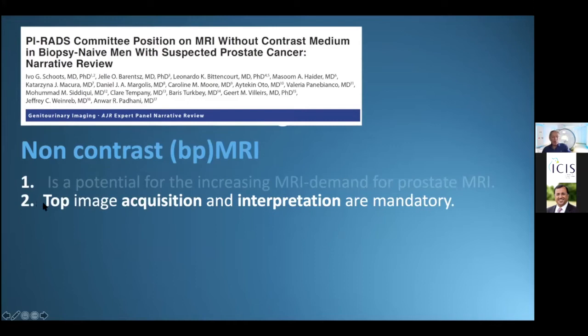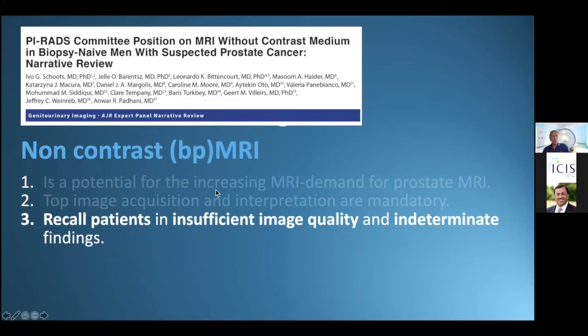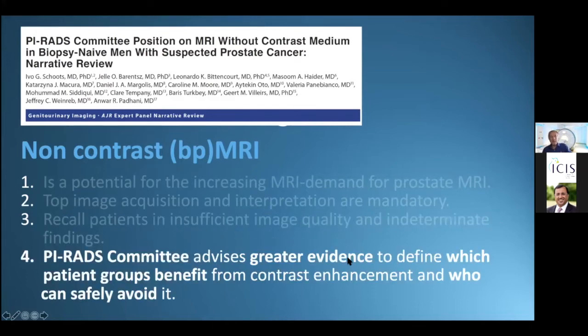However, you need to have top image acquisition, very good images and good radiologists. That is mandatory. You should consider, as mentioned earlier, recalling the patient when the image quality is bad, or when you have a PI-RADS 3. And finally, the PI-RADS Steering Committee also advises collecting greater evidence to define which patient groups will benefit from contrast enhancement and which groups will not.